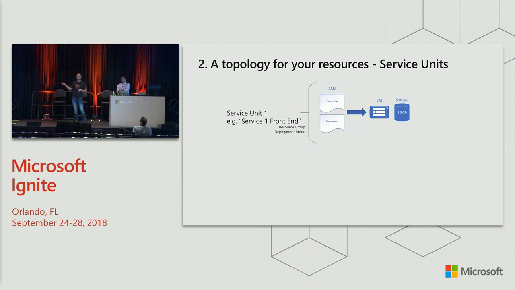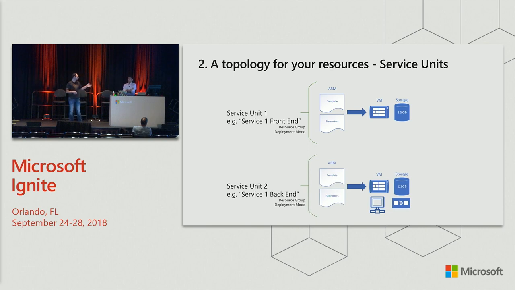This is a service unit. Now, you'll notice that this is service unit 1. It's got a front end. It references a resource group and a deployment mode. So if you're used to deploying an ARM template today, when you take your template and your parameters files and put them onto the command line, you have to specify a deployment mode and the resource group that you want to deploy to. So now we've taken those off the command line and put them directly into your infrastructure as code. This is a service unit.